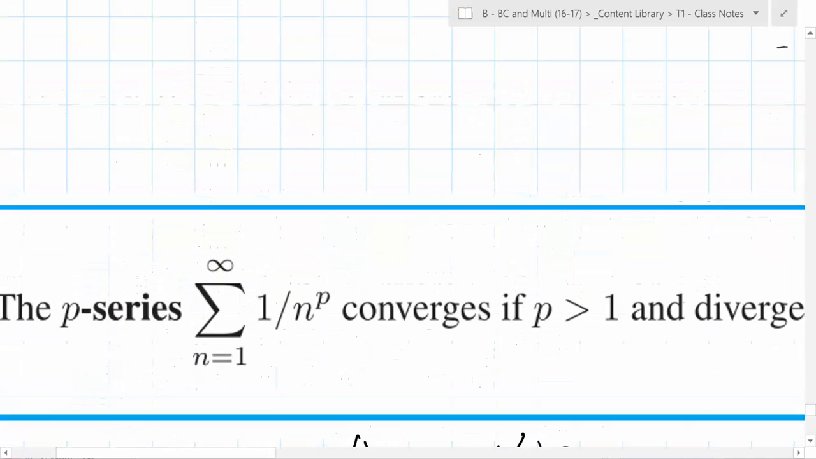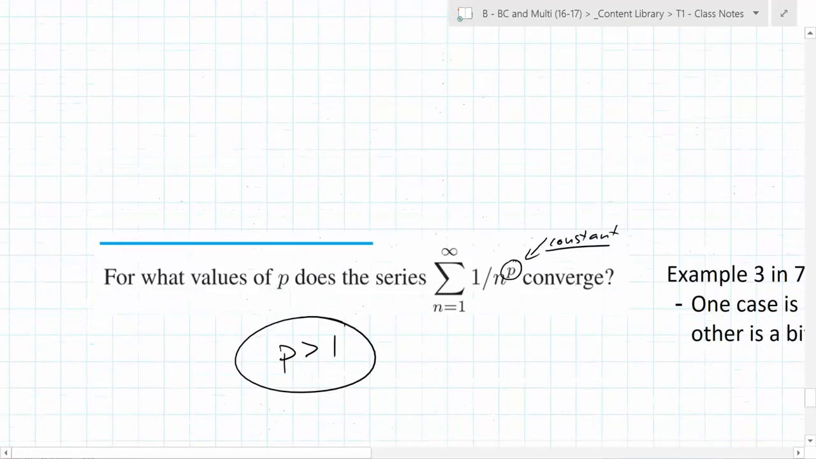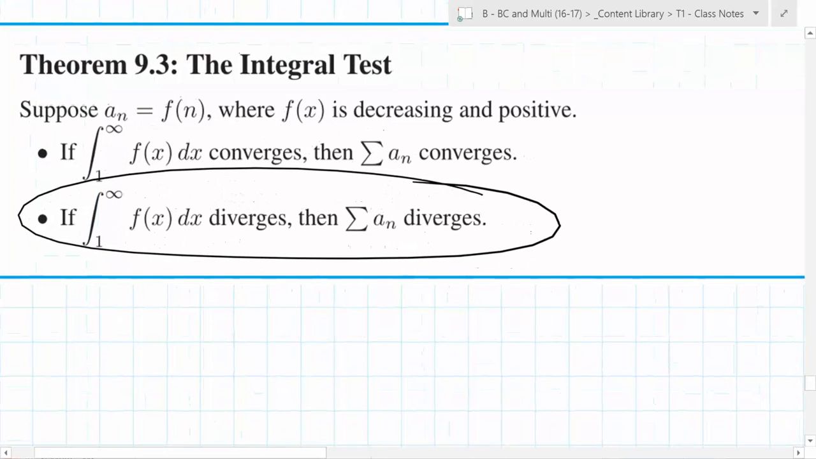The most important thing you just got, besides the P series, is this right there. Convergence of the integral implies the convergence of the series, and divergence of the integral implies divergence of the series.